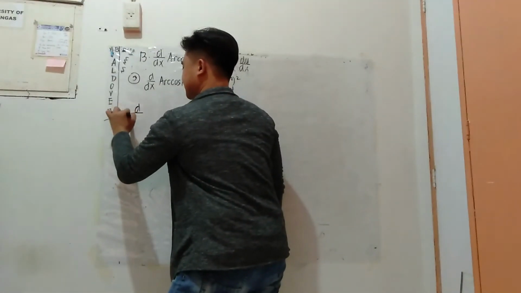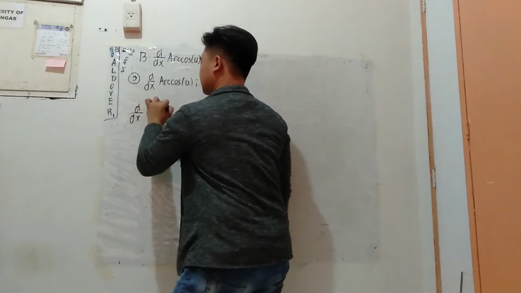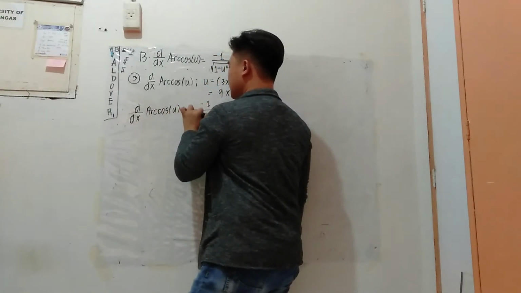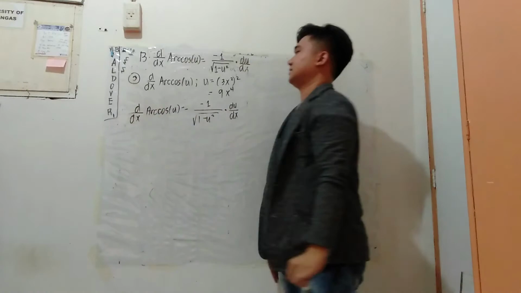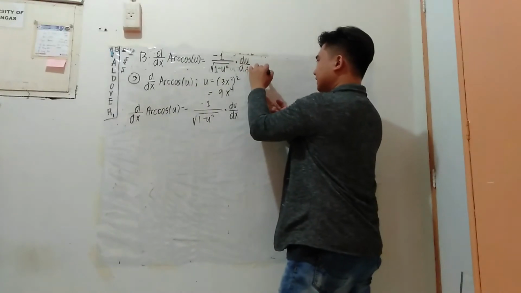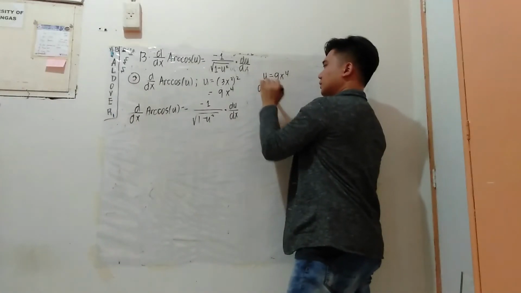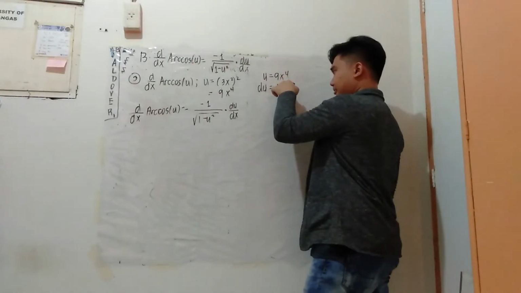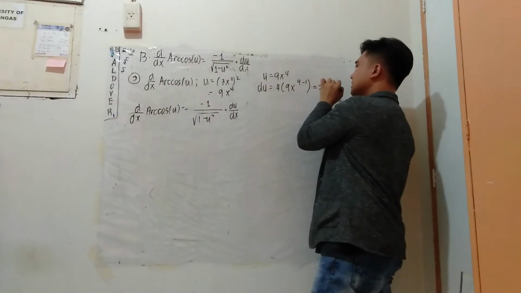So, d/dx of arc cosine of u is equal to negative 1 all over square root of 1 minus u squared times du/dx. Meron na tayong u, wala pa tayong du/dx. So, given that u is equal to 9x raised to 4, what is du? Bababa si 4 times 9x, bumaba si 4, bawasan mo ng isa. That is equal to 36x cubed.